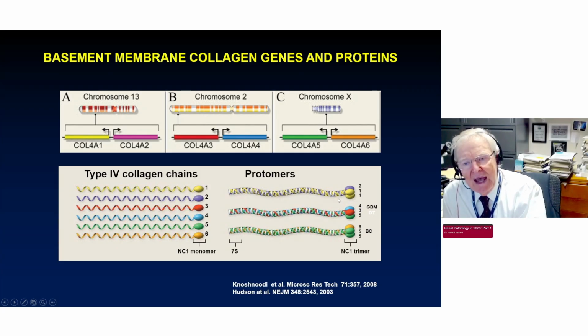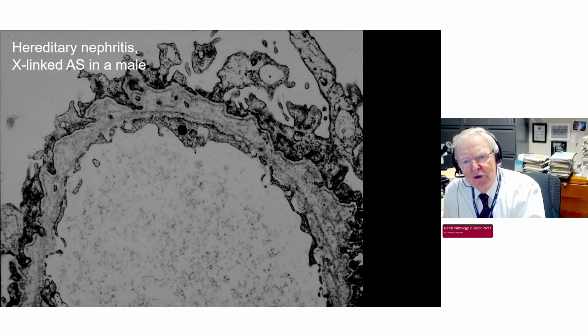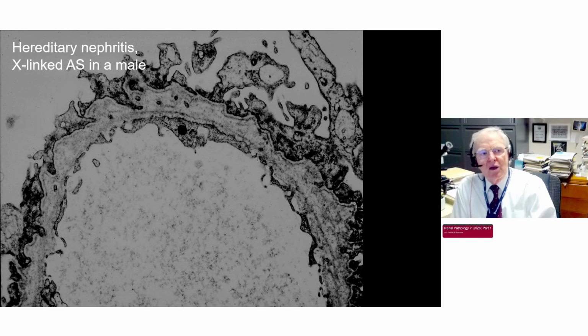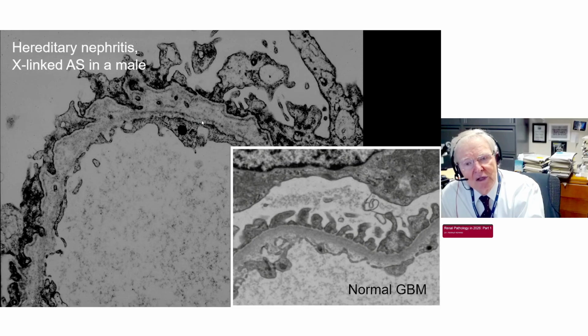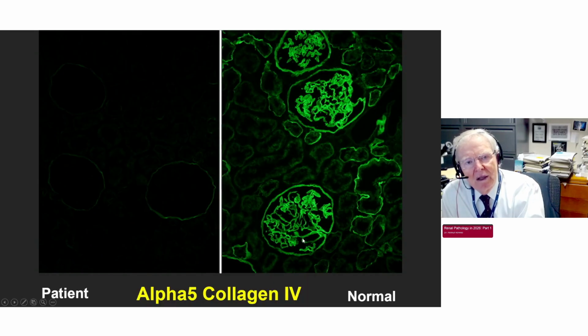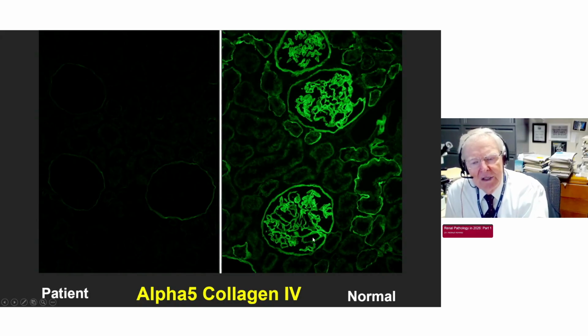And you can see any of the genetic abnormalities in any of these 3 genes can give you a defective basement membrane. Recognized by this fraying of the lamina densa, this basket weave appearance of the lamina densa in a patient with X-linked Alport syndrome, which is, of course, dominant, as you know, compared to a normal basement membrane, as you can see. And here you can demonstrate the defect of the alpha 5, or in this case, alpha 5 type 4 collagen is completely missing.